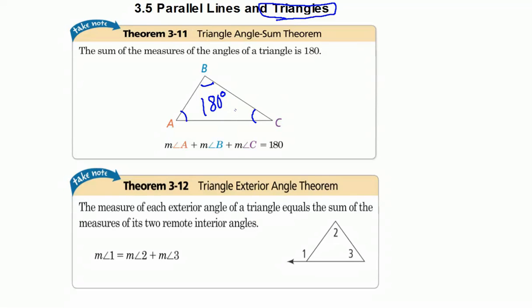That's something that has been known to you for a while, so it's just stating something you probably already know, that any triangle and its angles add up to 180 degrees. The second theorem is called the triangle exterior angle theorem.